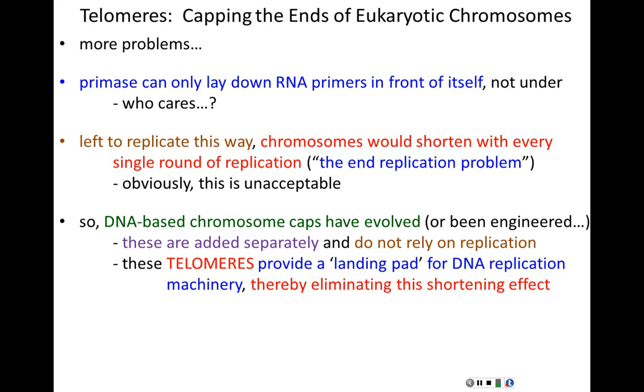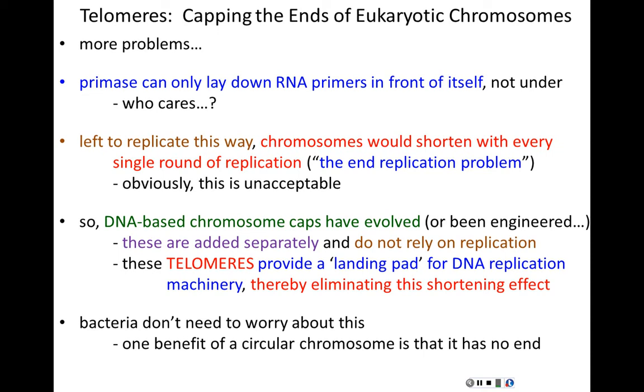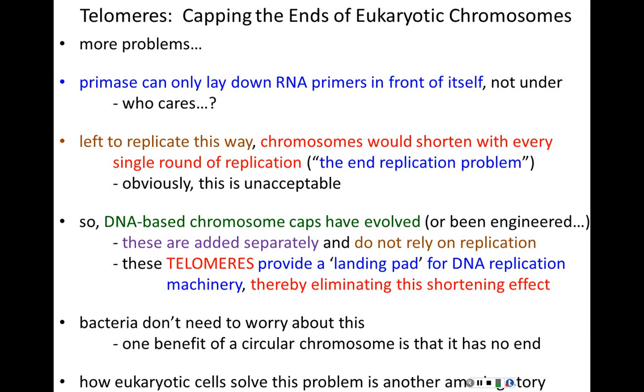And it's important to note that bacteria don't have telomeres, because bacteria don't have linear chromosomes. So bacteria don't need to worry about any of this. One benefit of having a circular genome is that there is no end to the genome. So if you've gotten to the end and there's a gap, just go back to the beginning and move the other way. In a circle, there is no end. But eukaryotic cells, which have linear chromosomes, have to have telomeres.